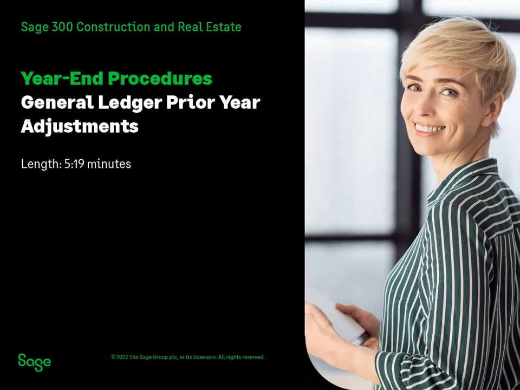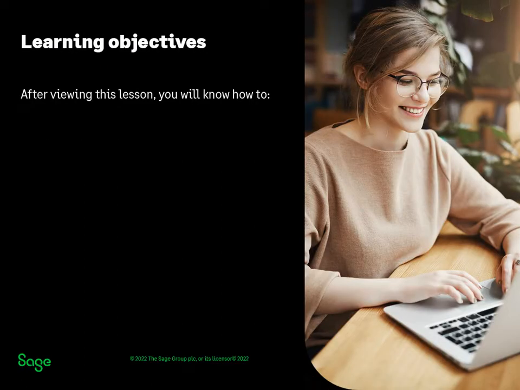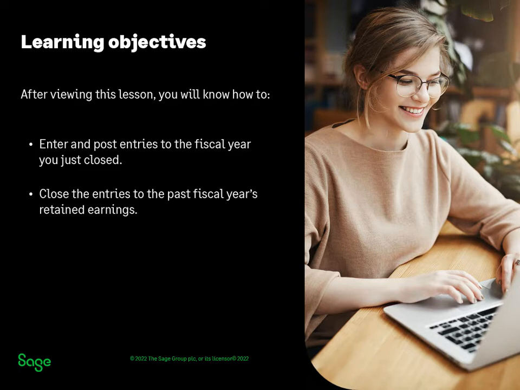You just closed your fiscal year in General Ledger, but now you have to record some more entries. What do you do? Not a problem. Watch this lesson and we'll show you how to record these as prior year adjustments. When the lesson is over, you should be able to enter and post entries for the fiscal year that you just closed and close these entries to that year's retained earnings.